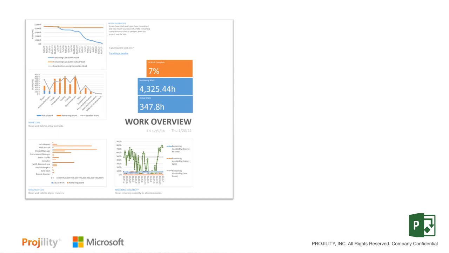The report you see here is a combination of a work overview report that shows you work on the top. Towards the middle, it shows you some statistics on the work. Below that, it shows you who's working on what and how many hours they've spent on things.